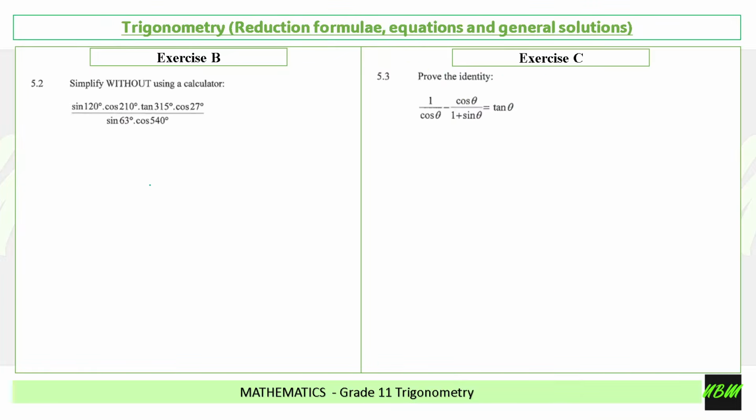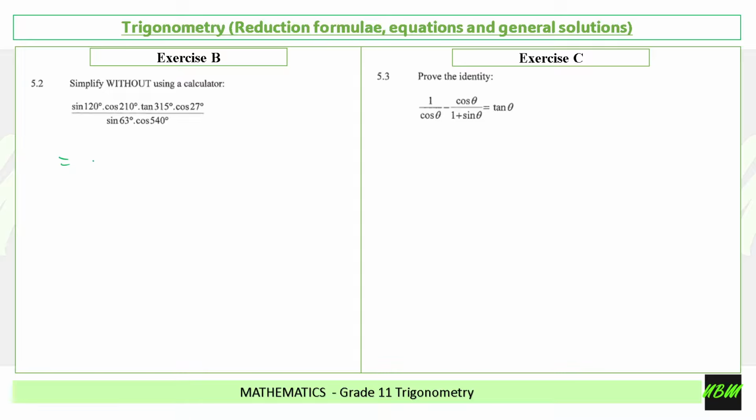Right, now moving to exercise B. Simplify without using a calculator. This will be equal to sine of 120 degrees times cos 210 degrees times tan 315 degrees times cos 27 degrees, all divided by sine 63 degrees multiplied by cos 540 degrees. So we'll be applying our reduction formulas.